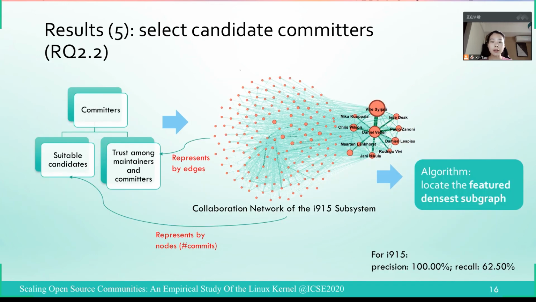According to the characteristics of committers, we built the collaboration network of the INA15 subsystem. We can see that the developers with close relationship were elected as committers. Therefore, we propose an approach to select candidate committers by locating the featured dense subgraph.